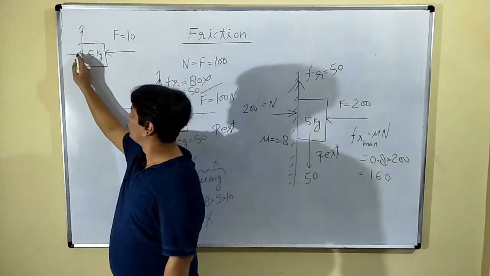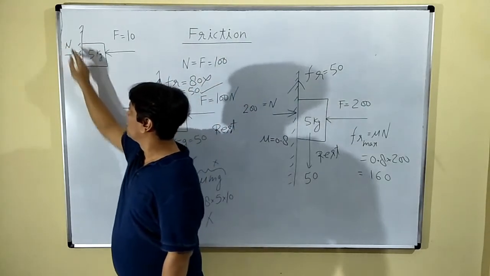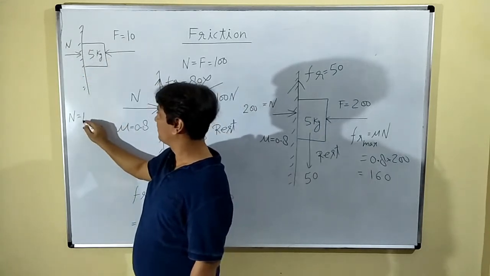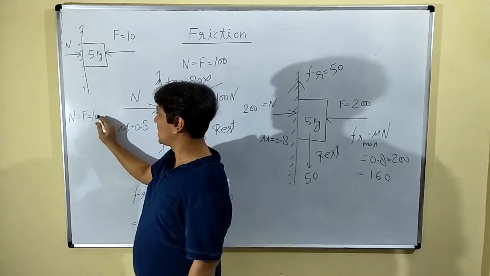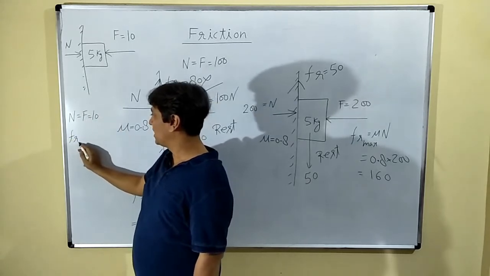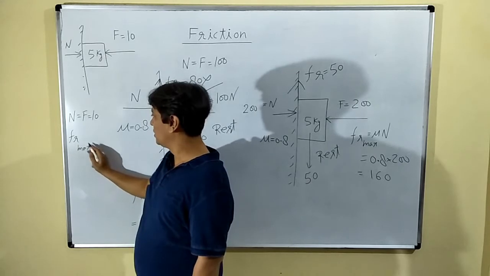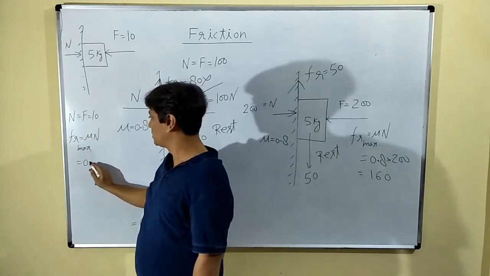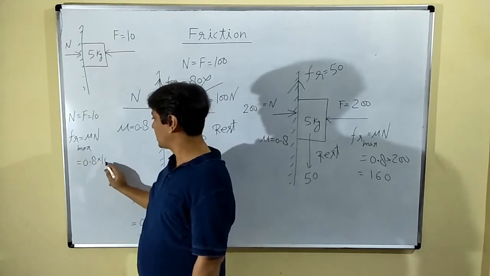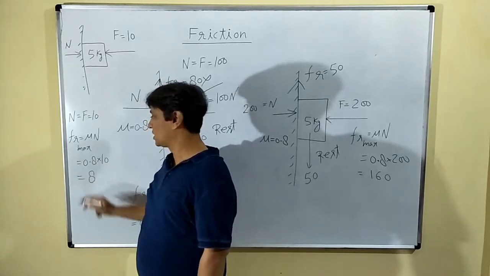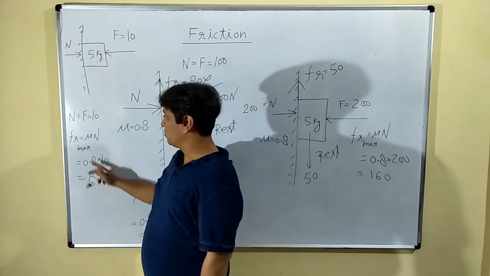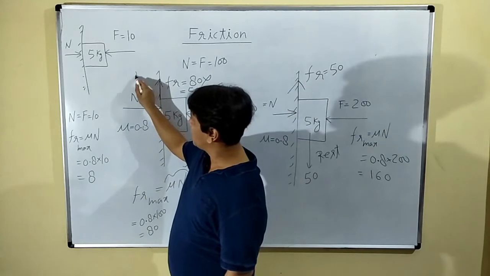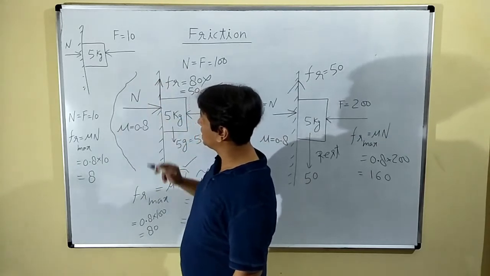क्या करना पड़ेगा? वही कुछ, you will go for normal reaction. What's the value of normal reaction coming? Normal reaction is balancing what? F, which is 10. Then you will go for FR maximum. What is FR maximum? Mu N, which is coming 0.8 into normal reaction, which is 10, is what? 8. मैक्सिमम फ्रिक्शन कितना है इसको रोकने के लिए?